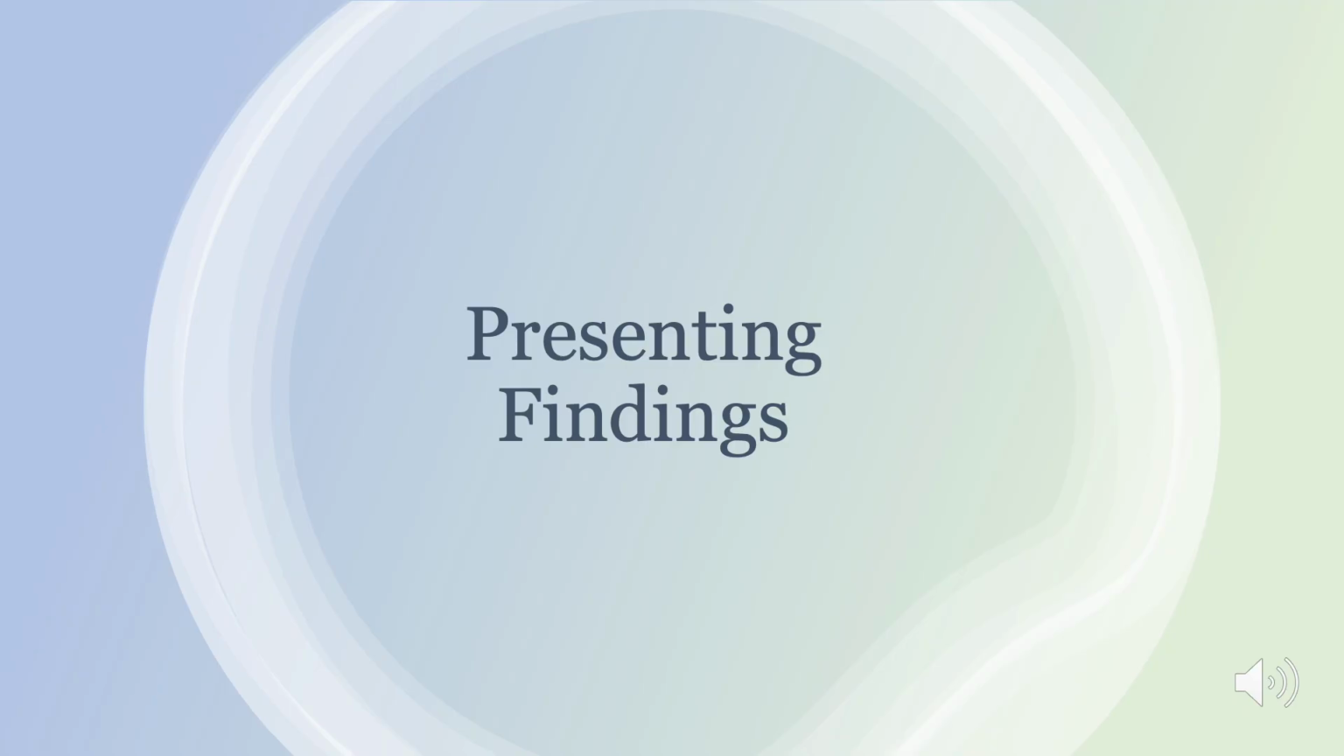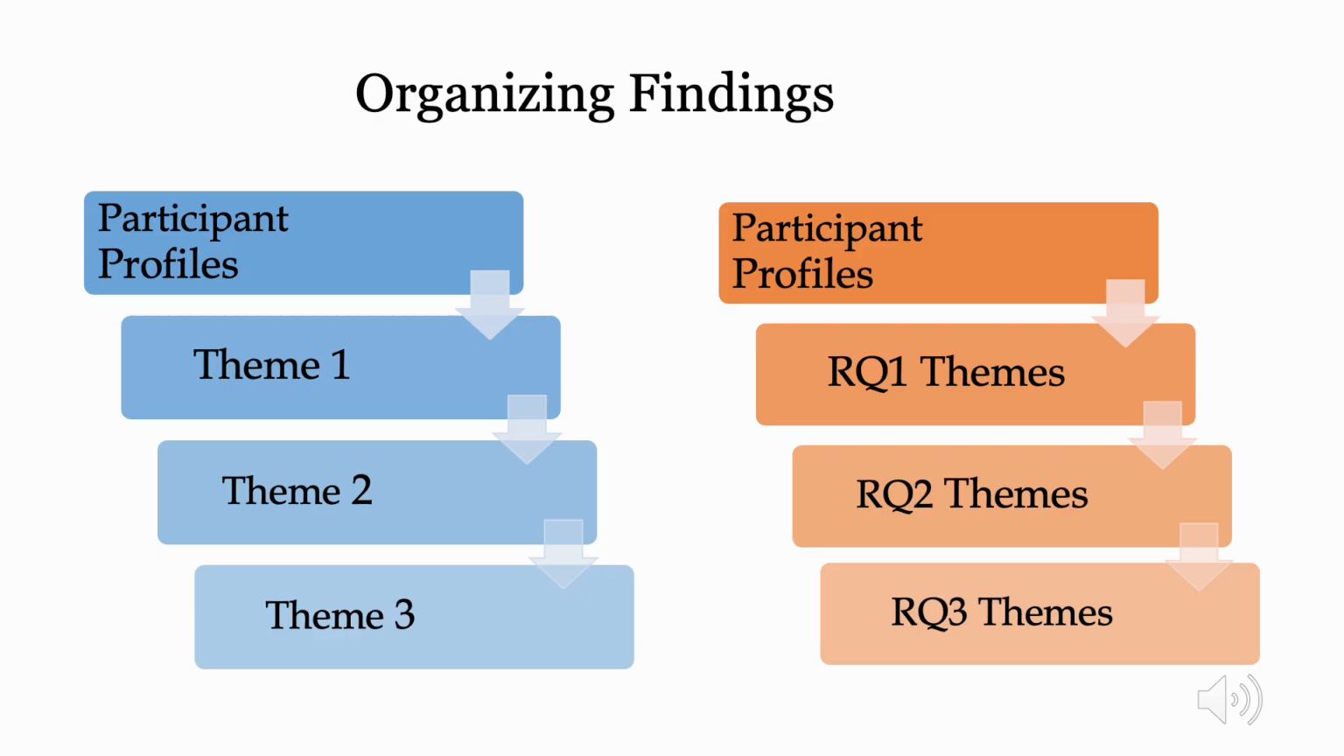Once participants are introduced, you can move into presenting the findings. This is the main section of Chapter 4, and how you organize this section plays a major role in how clearly the reader understands your results. This slide highlights an important decision you need to make when writing Chapter 4, how to organize your findings.